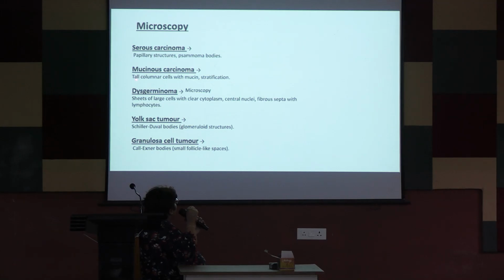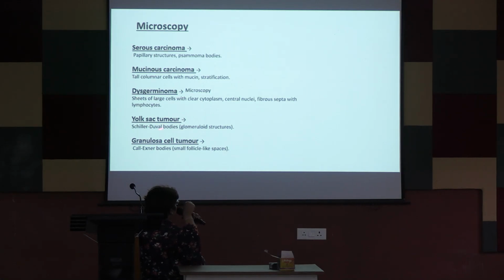Mucinous carcinoma will have tall columnar cells with mucin and there will be stratification of the epithelium. Here in serous carcinoma, the epithelium will be a single lined epithelium and the epithelium will be more or less cuboidal. Dysgerminoma, there will be sheets of large cells with clear cytoplasm, central nuclei, fibrous septa, and within the fibrous septa there will be presence of lymphocytes.